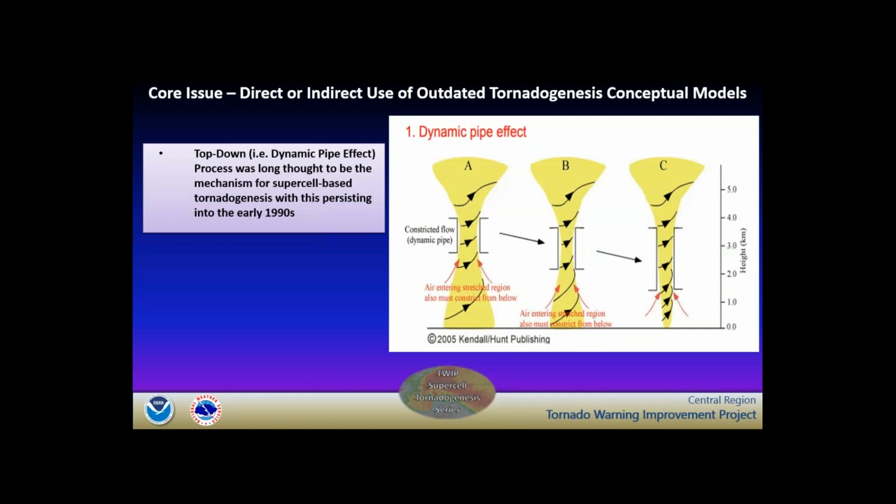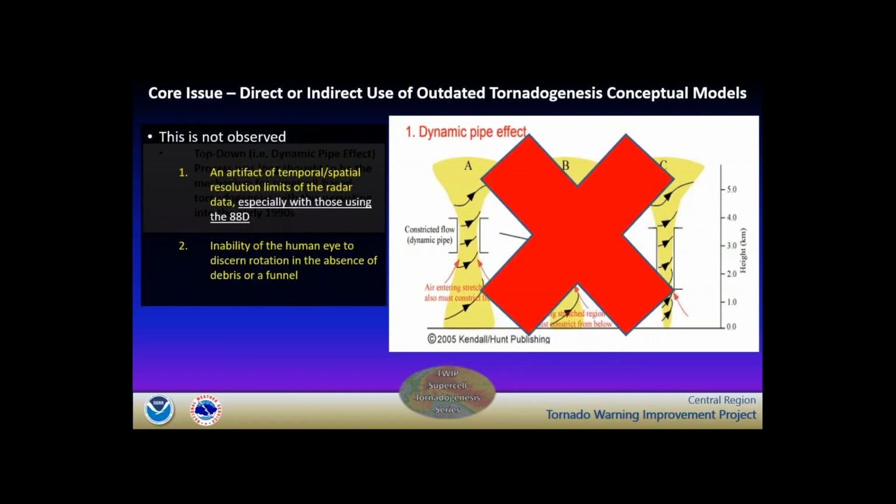So, for example, the historical rationalization with looking at rotational couplet magnitude trends were based largely on the dynamic pipe effect for genesis. The main assumption is that the circulation aloft was thought to be a precursor signal based on the belief that rotation strengthens at progressively lower heights until a funnel makes contact with the surface. Unfortunately, this is not observed, as older studies suggesting this genesis process, especially those using 88D obs, have been found to be an artifact of temporal and spatial resolution limits of the radar used and the inability of the human eye to discern rotation in the absence of debris.